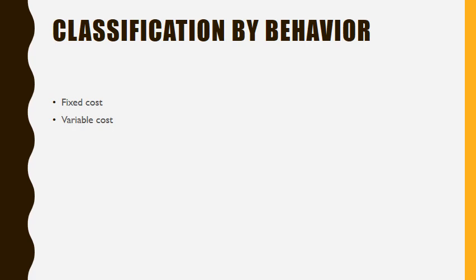So those that change according to the activity, in this case the activity is hiring my clients, are my variable costs because they vary with the number of clients I'm bringing in. However, those costs that don't change as I hire more clients until I reach a certain capacity, those are my fixed costs. So remember, when we're talking about classification by behavior, we're talking about how my cost is going to change as my volume changes.